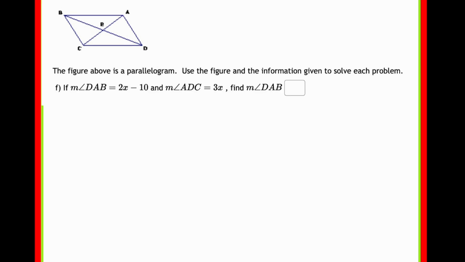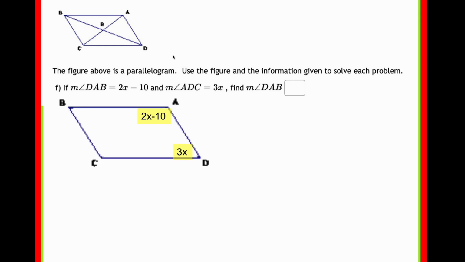Letter F. The measure of angle DAB is 2x minus 10. The measure of angle ADC is 3x. Find the measure of angle DAB. Again, we're given our parallelogram ABCD. Let's go ahead and draw our figure again and label the information that we have.